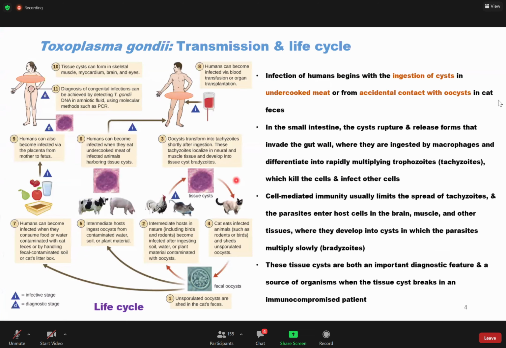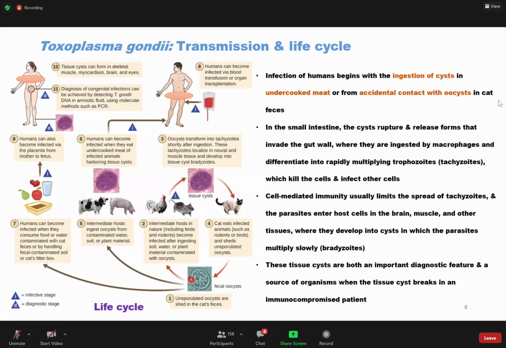So what is the life cycle like? Again, you can see a lot of arrows, just like we had with Plasmodium, right? So let's try and figure out what is going on. The infective stage that we find in the environment are the oocysts that are released in the cat feces. Now, when these cysts are freshly passed in the feces, they are unsporulated, that is, they are not developed enough. So the sporulated oocysts are the infective form.